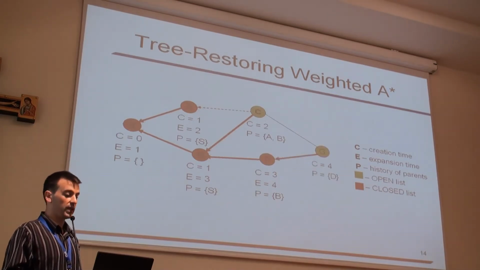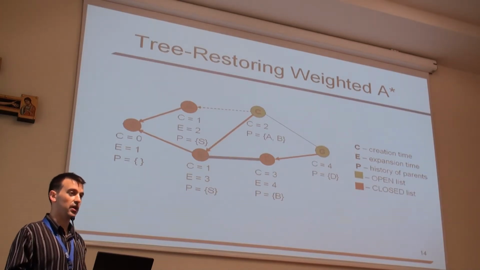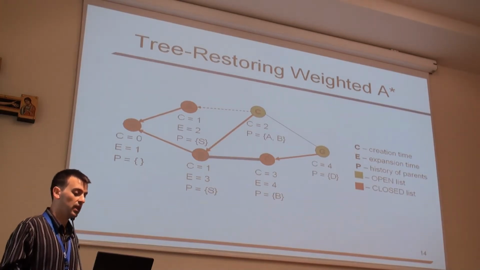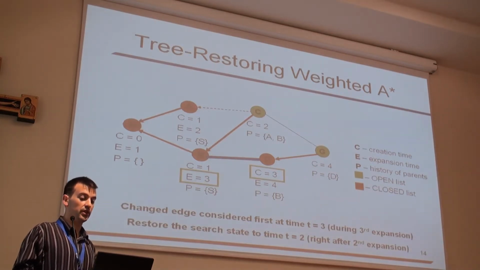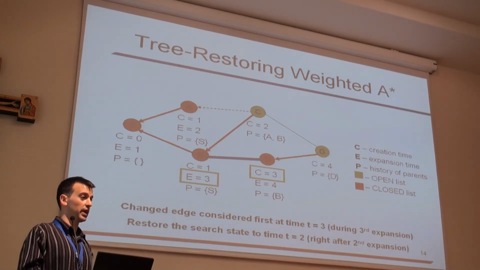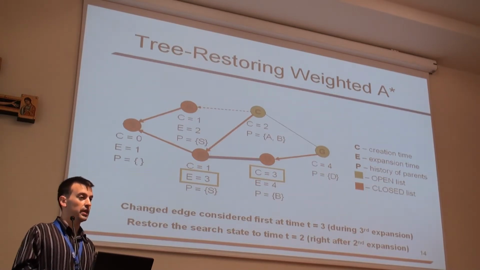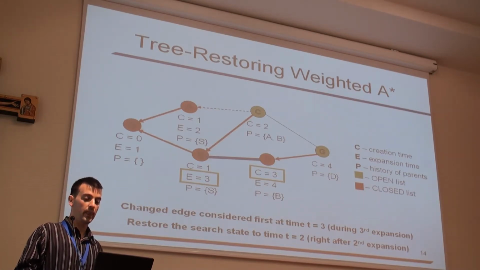And then we expand D, and we get to the goal. Let's say the edge BD changes cost, so its cost increases. This edge was first considered at time 3 by this search. So if we restore our search state to time 2, right after we did the second expansion, then we can just resume the search and it will take into account the new edge cost.